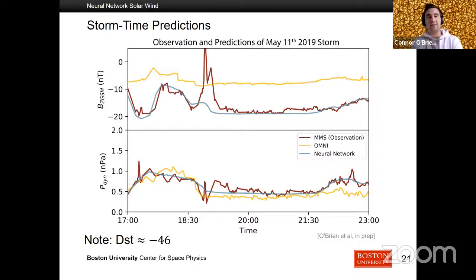One way that I can say that also is if you note OMNI, which is also pulling from Wind data at this time, it also doesn't see this transient. So that would be my guess.